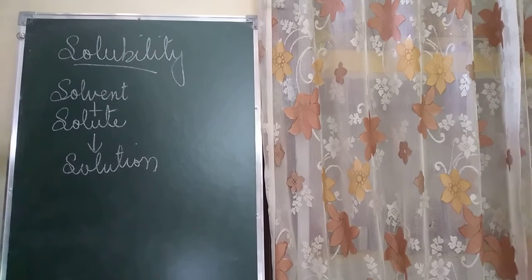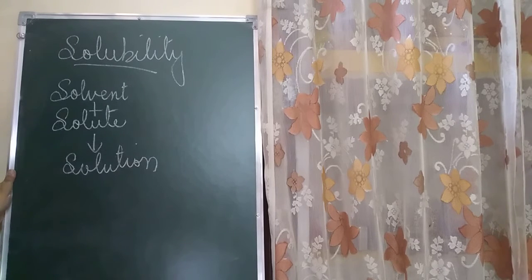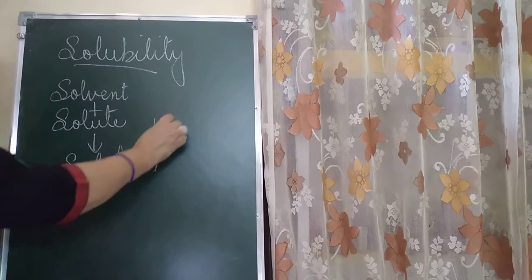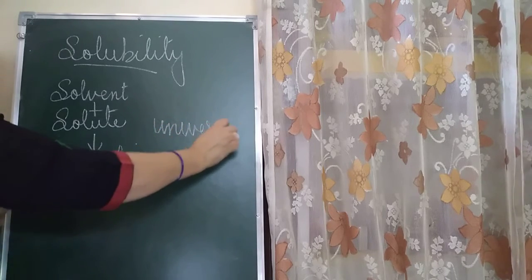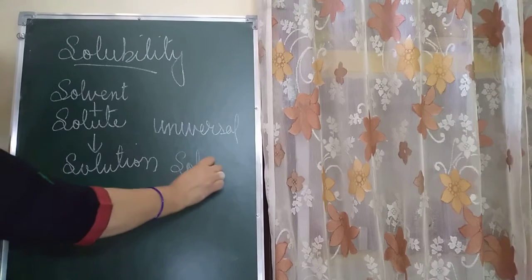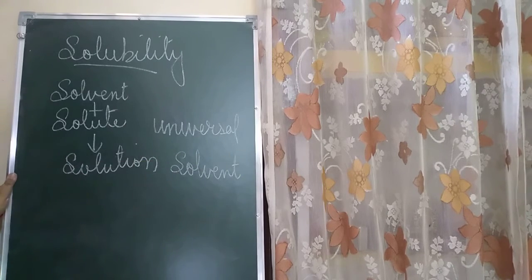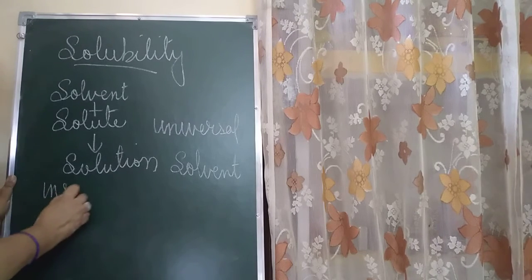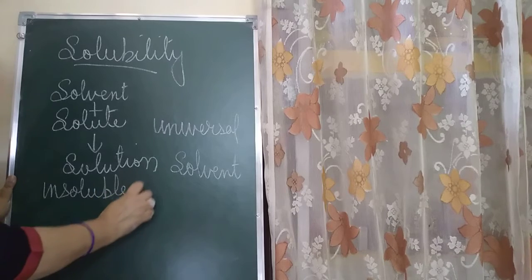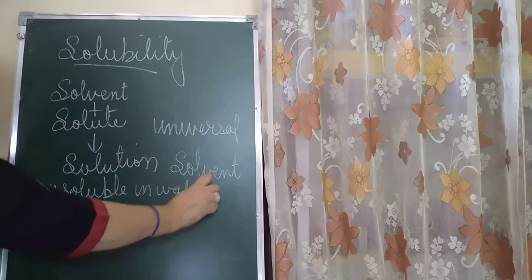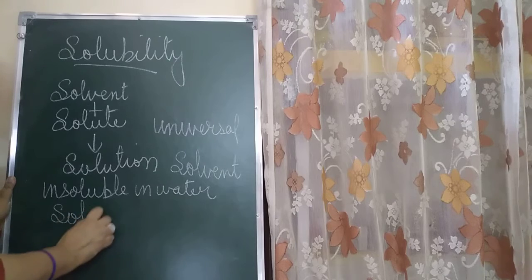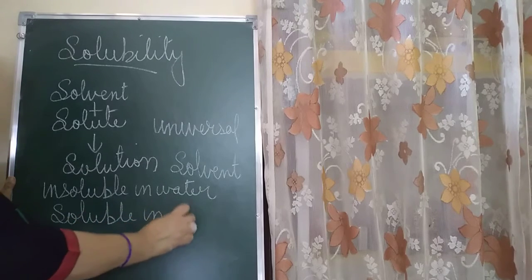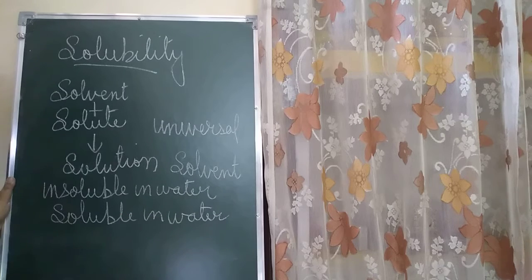Water can dissolve a large number of substances in it, so it is known as a universal solvent. What is it known as? It is known as universal solvent, children. And the substances such as sand that do not dissolve in water are known as insoluble in water. The substances which dissolve in water are soluble in water, children.